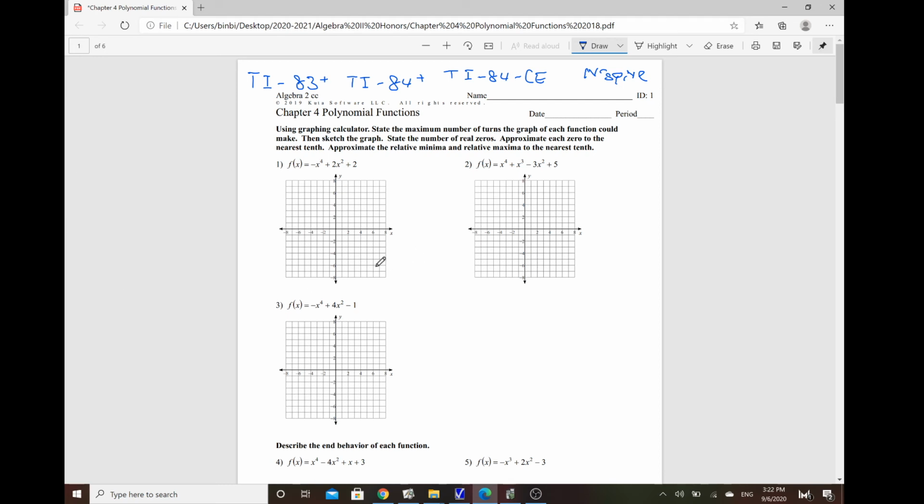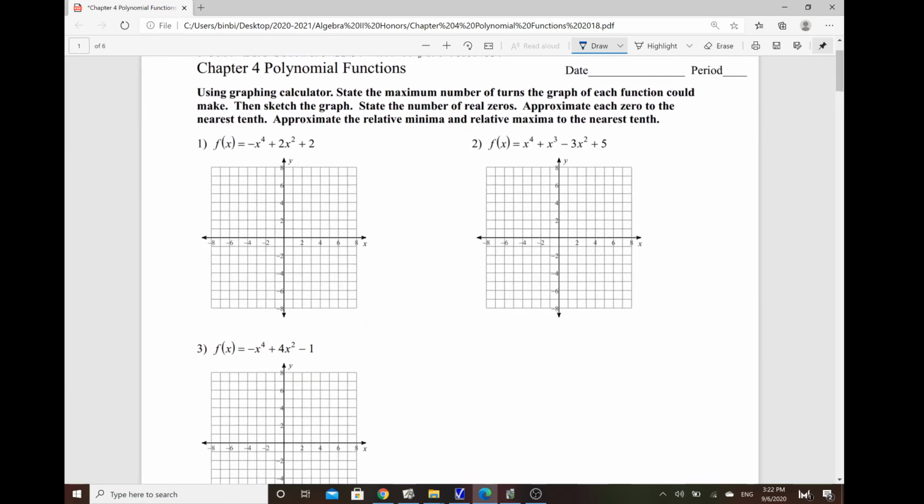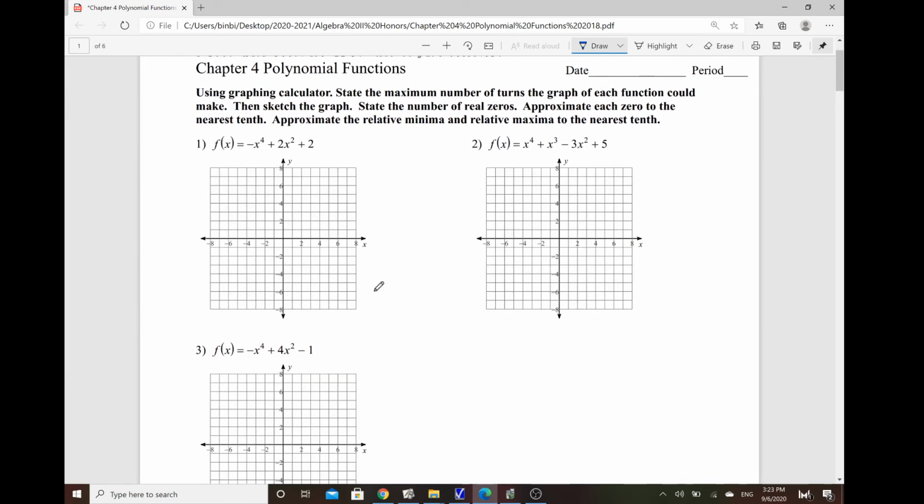So now let's do the even numbers. Let's start off with number 2 here. Number 2, we have f of x equals x to the power of 4 plus x to the power of 3 minus 3x squared plus 5. You probably want to say the name for this polynomial. This one involves 1, 2, 3, 4 terms, so this one is considered a 4th-degree quadrinomial.